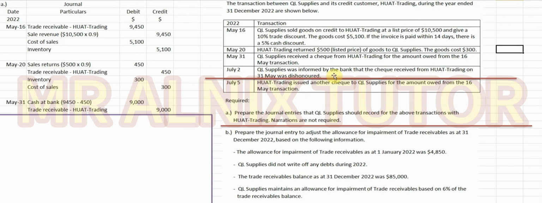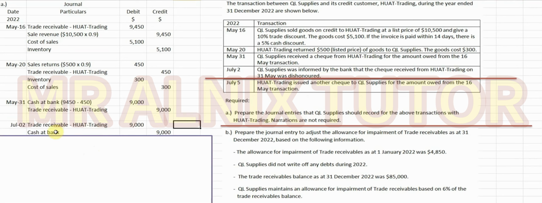That means the bank would not accept the check. That's why it's returned to QL Supply. So what is the transaction? Alright, so trade receivable in this situation means the trade receivable still owes you the money, right?